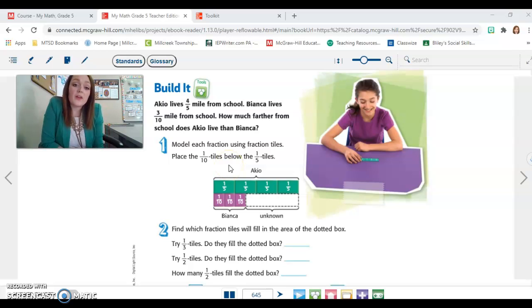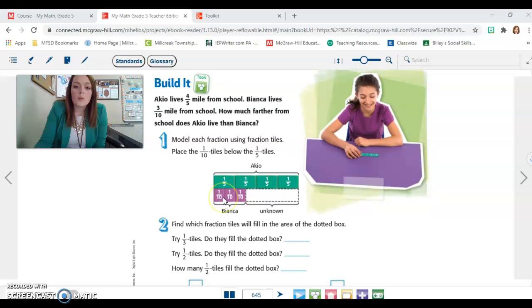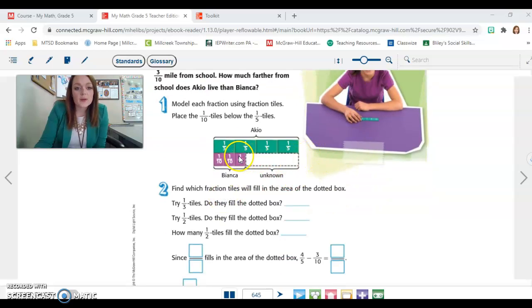It says Akio lives 4/5 of a mile from school and Bianca lives 3/10 of a mile from school. How much farther from school does Akio live than Bianca? So as you can see, we have 4/5 and 3/10. And what we need to find out is, when we subtract them, how much farther does Akio walk than Bianca?